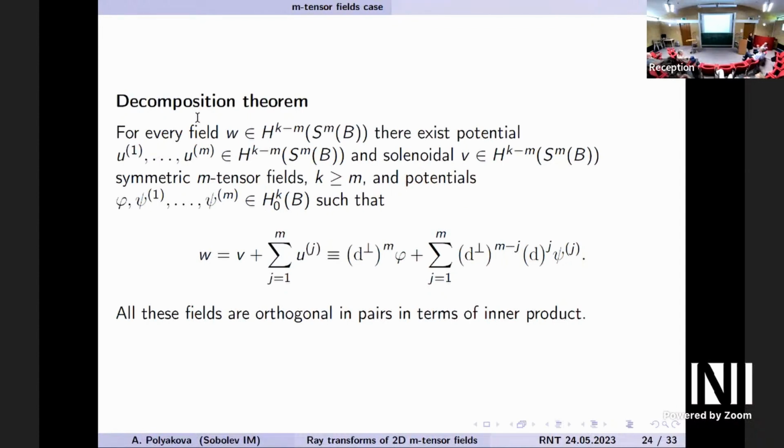When you say H^k_0, does that mean the closure in H^k of functions that are compactly supported? So all the derivatives are zero. Yes, all up to k minus one.